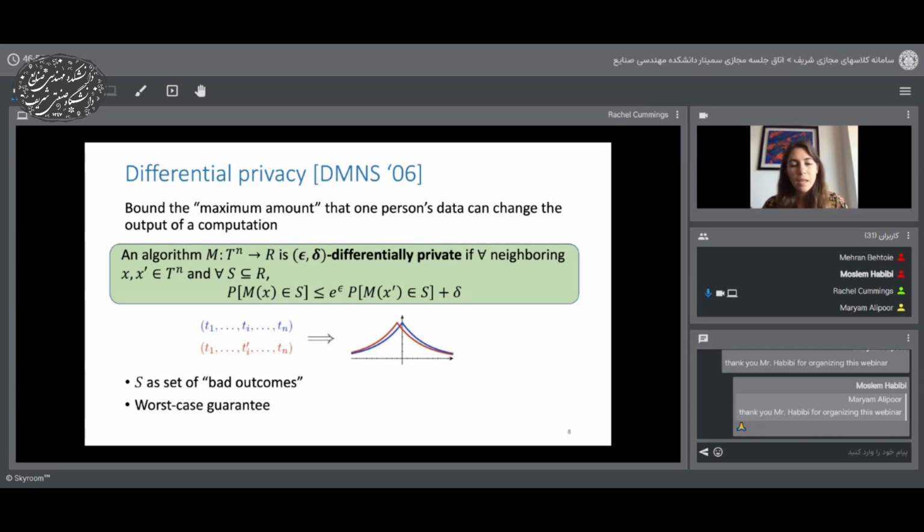And again, this provides a very strong worst-case guarantee because it holds for all databases, for all possible changes to one person's data, and also for all possible bad things that may happen to you as a result of the analysis. I'm guaranteeing that bad thing is going to happen with about the same probability as it was before, and so we're not having additional harms occur.